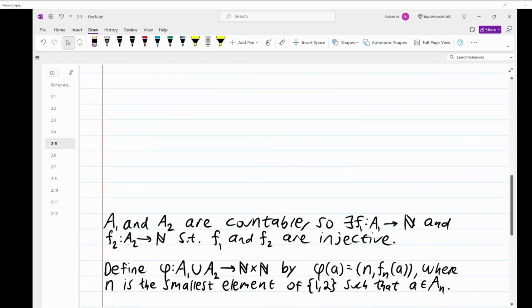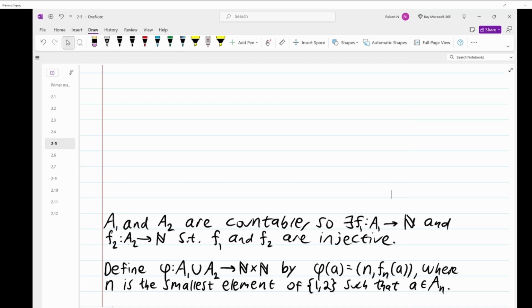We're going to get funny. So we're going to define phi from A1 union A2 to N cross N by phi of A equals N, comma, Fn of A, where N is the smallest element of the set containing 1 and 2, such that A is in big A N. What does it mean by N is the smallest element of the set of 1 and 2, such that?